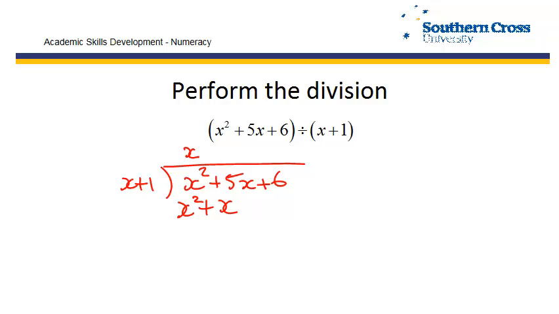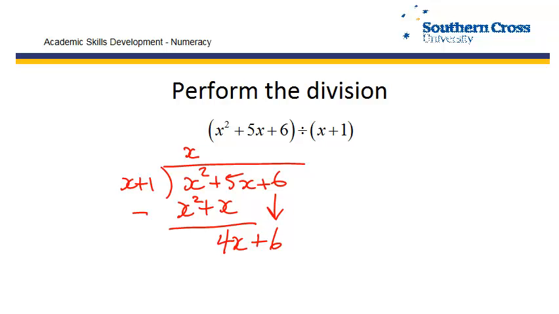And like the process for long division, that gets subtracted. So x squared take x squared is 0. Now that's what we were aiming for. If that doesn't happen, that means you've gone off on the wrong track. And now 5x take away x is 4x. And bring down the next digit, which is plus 6.